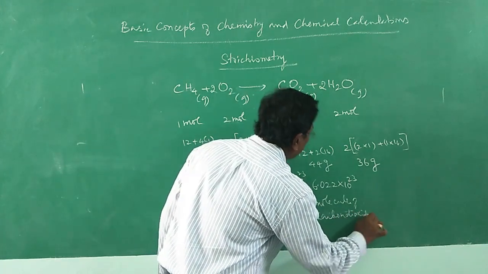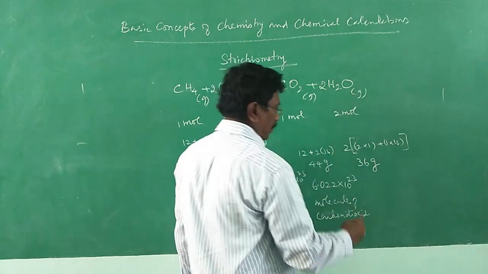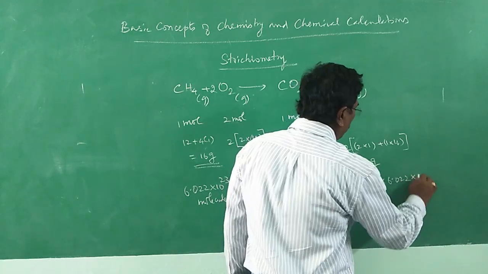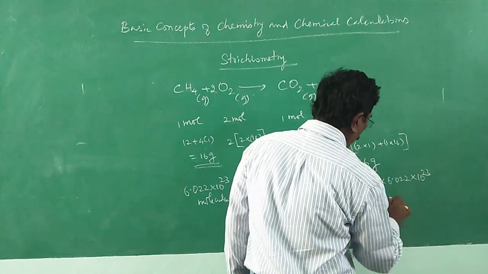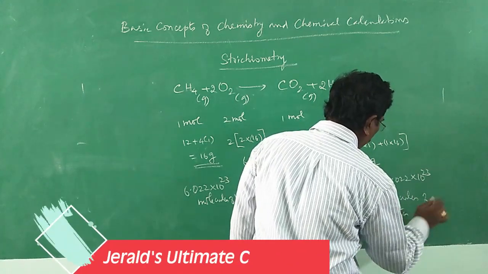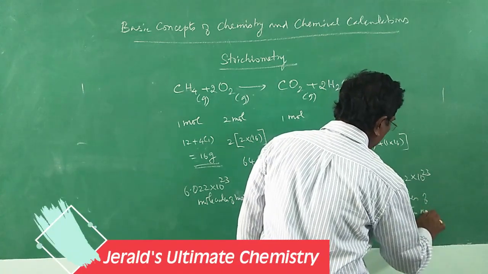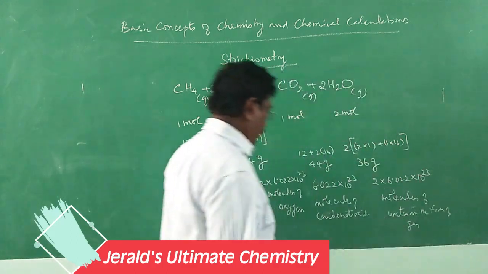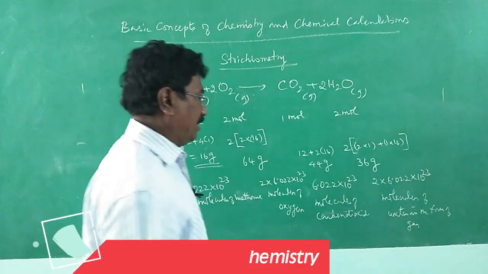And then what else we get? 2 moles of steam. That means 2 into 6.022 into 10 power 23 molecules of water in the form of gas. Because everything we have considered in gas.